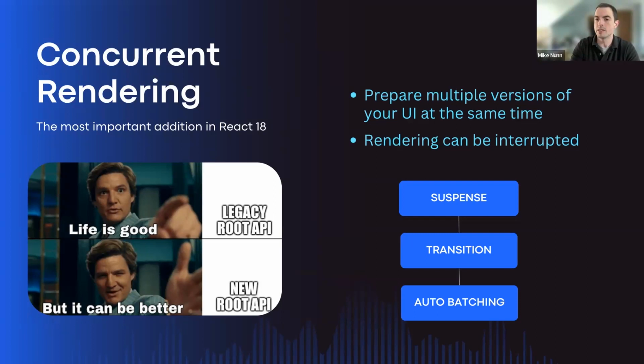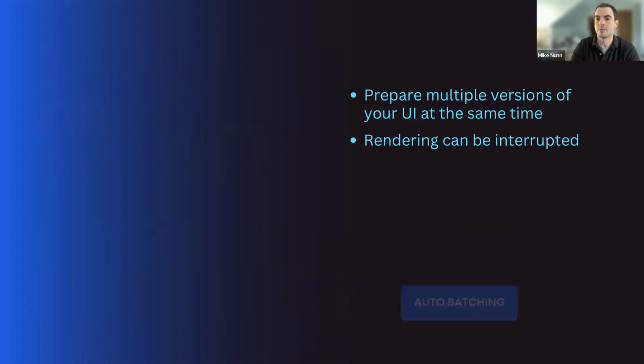One change that concurrency brings is that rendering can now be interruptible. Previous to React 18, all rendering was synchronous, meaning that once an update starts rendering, it won't stop until the user sees the result on the screen. However, now React can start rendering an update, pause it at a certain point, and then continue it later or even abandon it altogether. Now with concurrency comes some new features. The ones we're going to be talking about today are suspense, transition, and automatic batching.